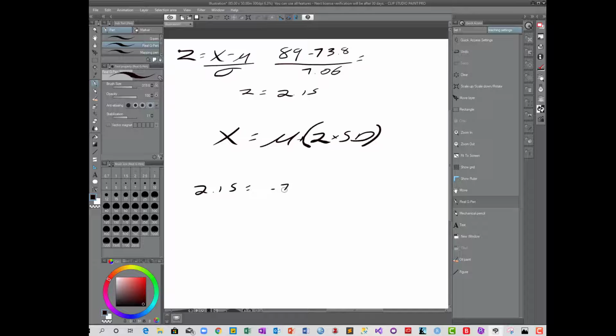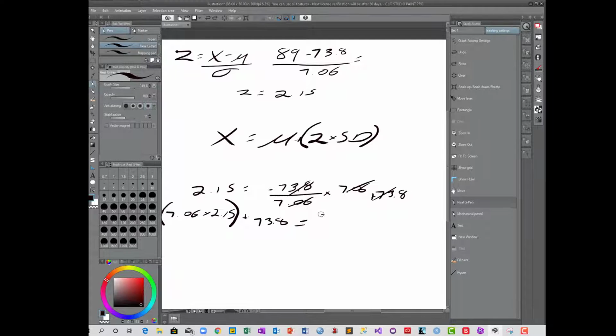So let's start with the z-score formula. We multiply both sides by the denominator, which cancels out the standard deviation on the right side, and then add the mean to both sides, which gives us the z-score times the standard deviation plus the mean. In this case, 89. A heart rate of 89 in this data set has a z-score of 2.15.